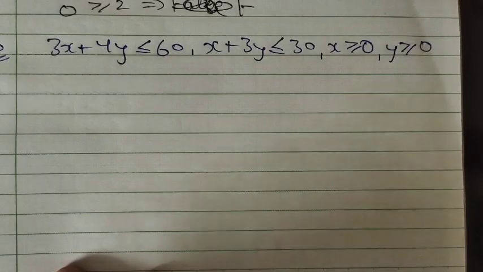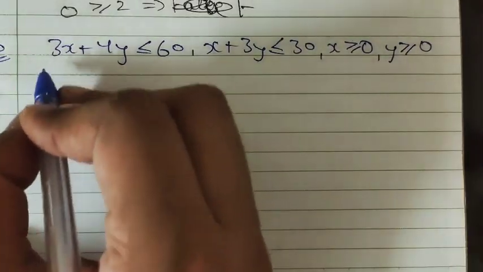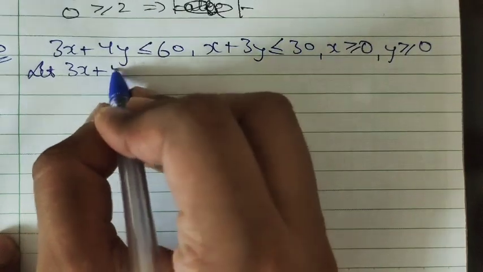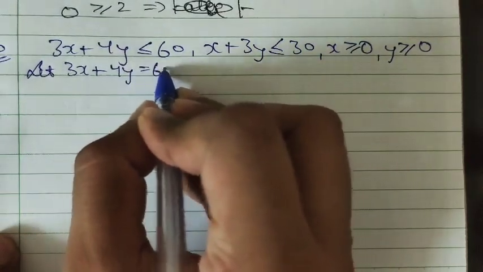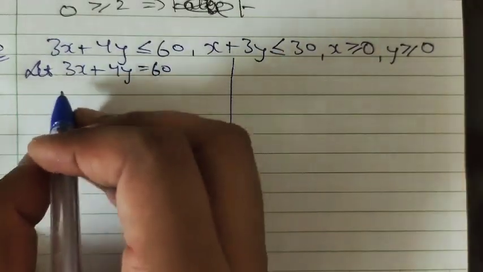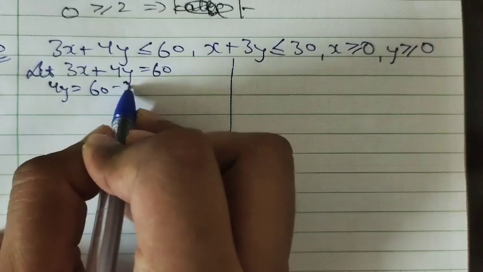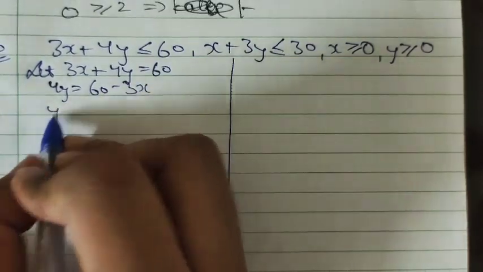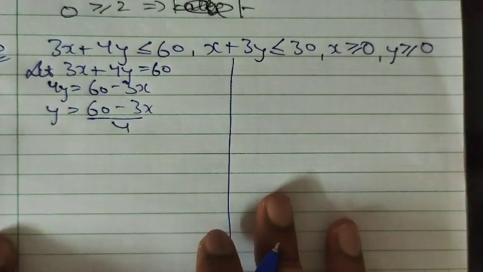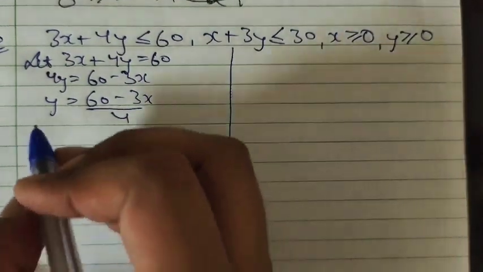Next, let's see question number 10. So 3x plus 4y is less than or equal to 60. So let 3x plus 4y is equal to 60, right? I'm dividing this paper into two pieces. So 4y is equal to 60 minus 3x, right? So y is equal to (60 minus 3x) upon 4, right? So for every different value of x we have a different value of y.